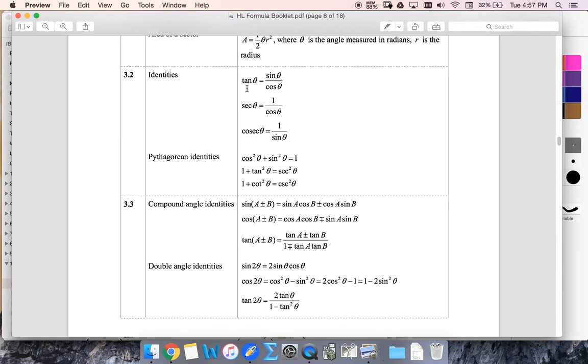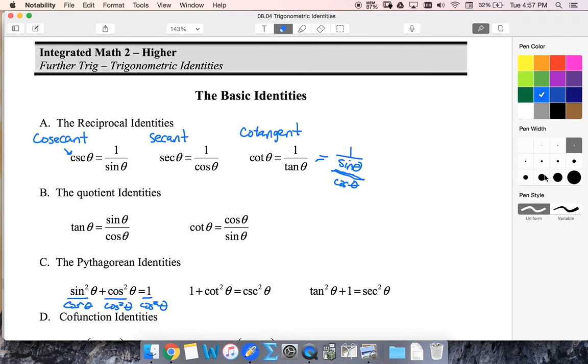The tan identity is given to you, but cotan is not. So you need to know that cotan, so let's come back here and let's put a star next to the ones you're not given. So you're not given this one, which means you're not given this one, but all of these you're given.